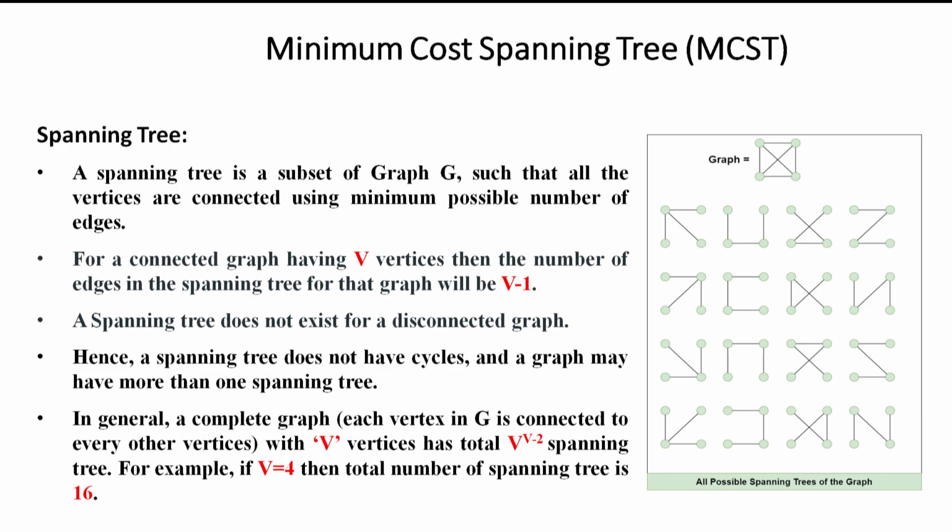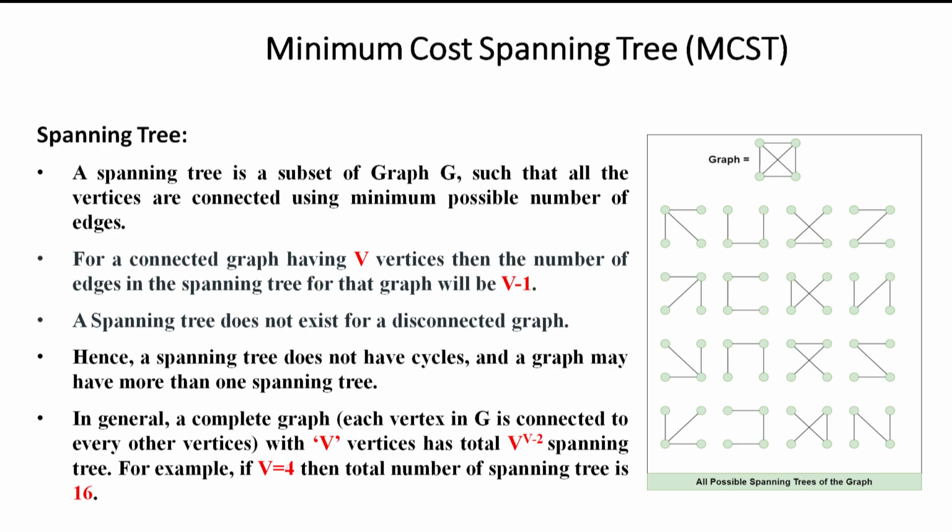creating the spanning tree. In general, if we consider a complete graph, meaning each vertex in the graph is connected to every other vertex, with v vertices, then there will be v to the power v minus 2 spanning trees. For example, if there is a complete graph having 4 vertices, the total number of possible spanning trees will be 4 to the power 4 minus 2, that is 4 squared, or 16.